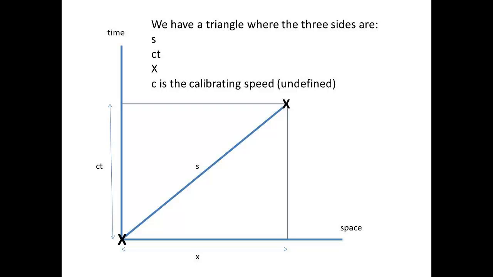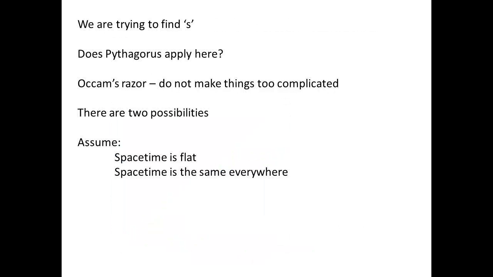Here you can recognize a familiar triangle. It has a right angle, and the 3 sides are represented by S, CT, and X, where C is the calibrating speed that we are trying to determine. At this moment it is undefined. We are trying to determine S, and we need to know whether we can apply Pythagoras' theorem here.